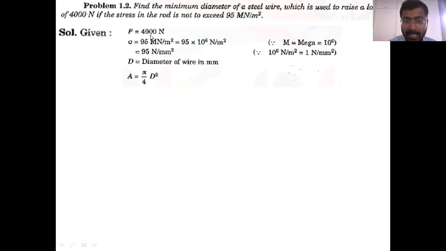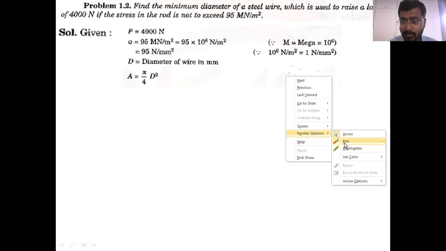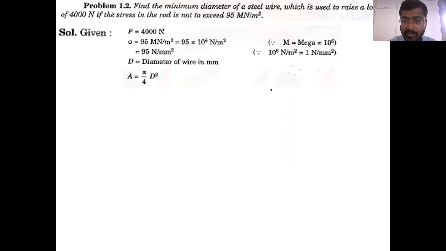Now for sigma, 1 mega is equal to 10 to the power 6 Newton. So I have converted mega into 10 to the power 6 Newton. We have meter square, so I have to convert this meter to mm. How much is 1 meter? Let me take a pointer. If you want to make meter into mm, 1 meter is equal to 1000 mm. Yes or no?